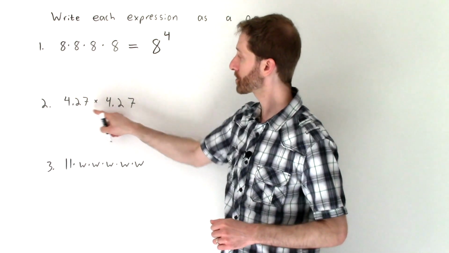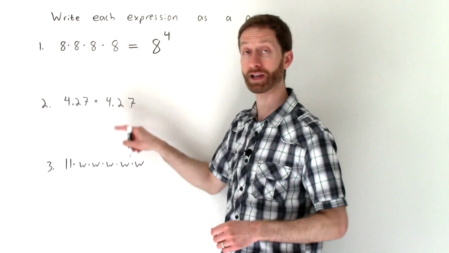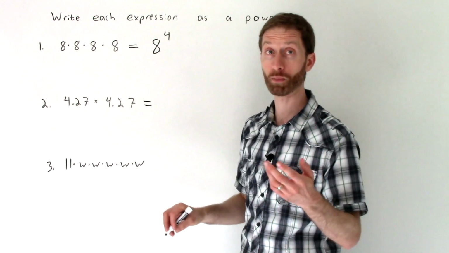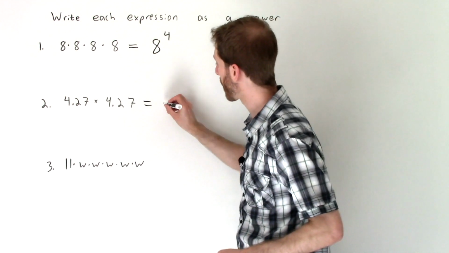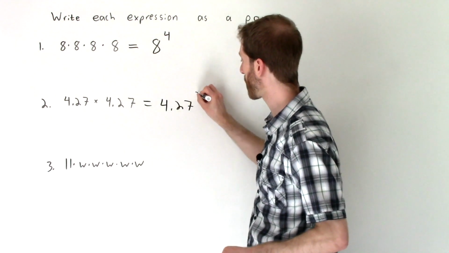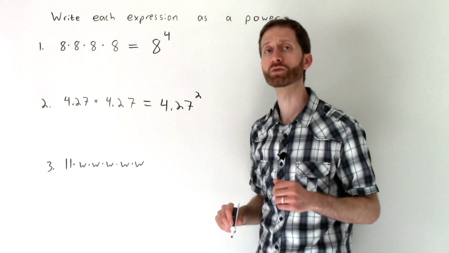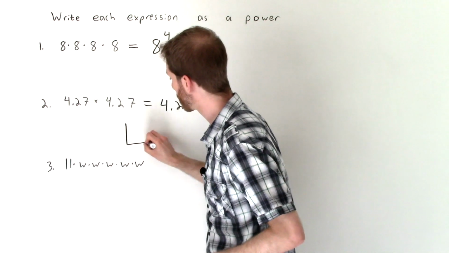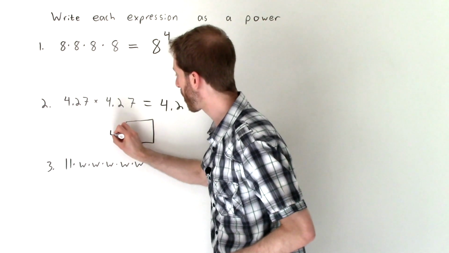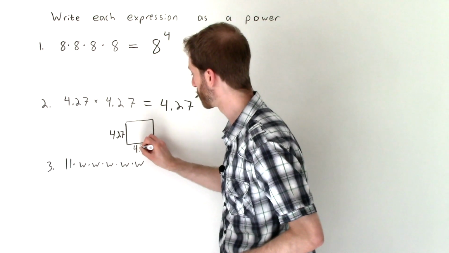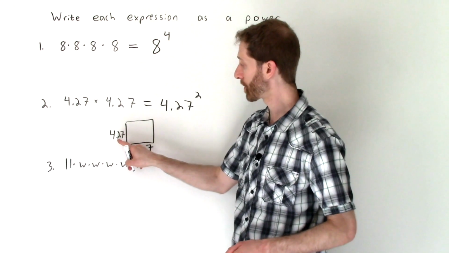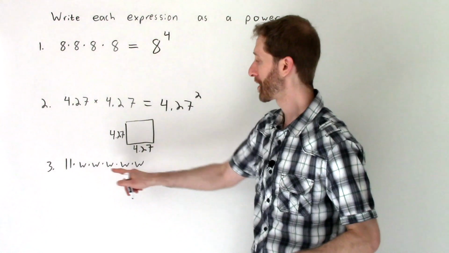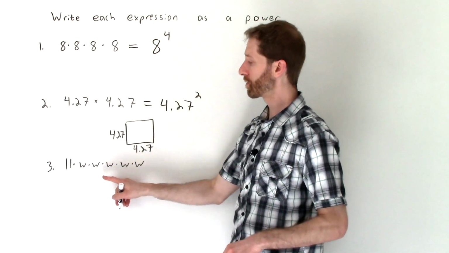Not bad. This right here, we have 4.27 times itself twice, right? 4.27 times 4.27. So that would be equivalent to 4.27 to the 2nd power, to symbolize that we have multiplied 4.27 by itself twice. Some people read that 4.27 squared, right? And if you think about it geometrically, that makes sense. Geometrically, like with shapes, if you had a square and you were finding the area of that square, with each side being 4.27, you'd multiply this number by that number. 4.27 squared. Pretty cool.